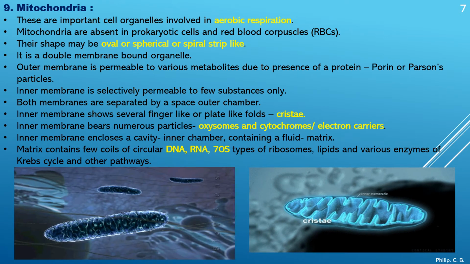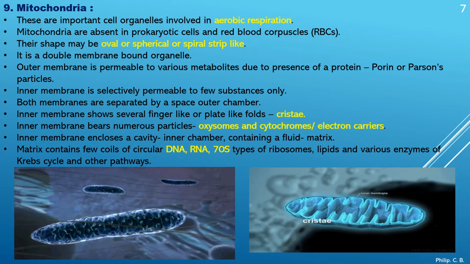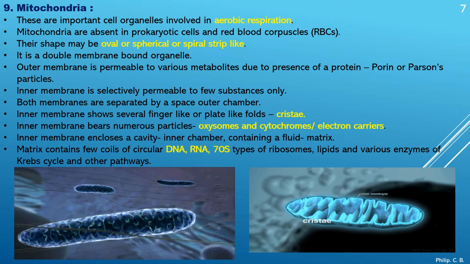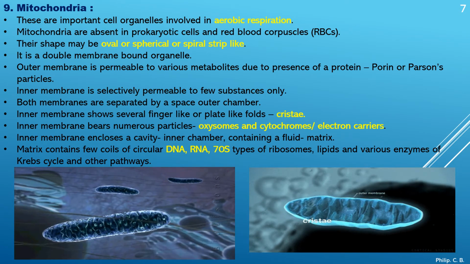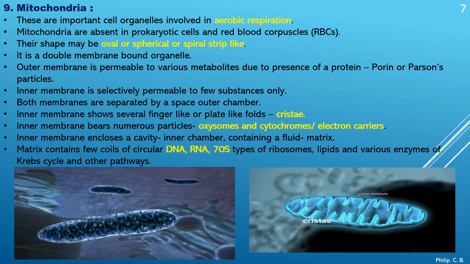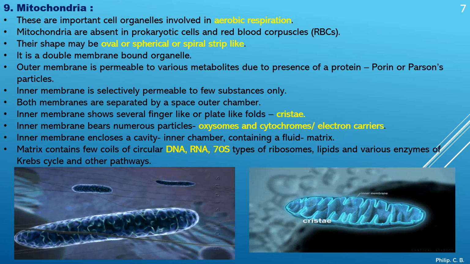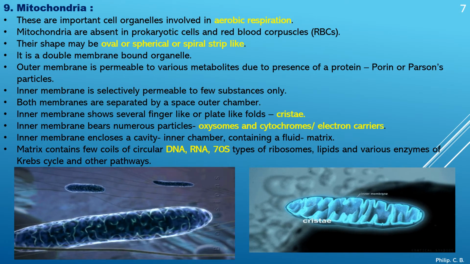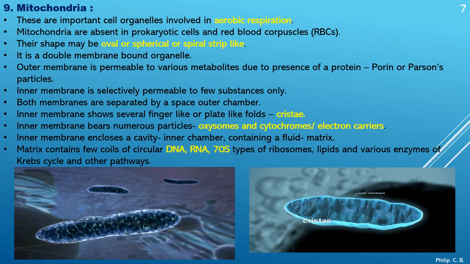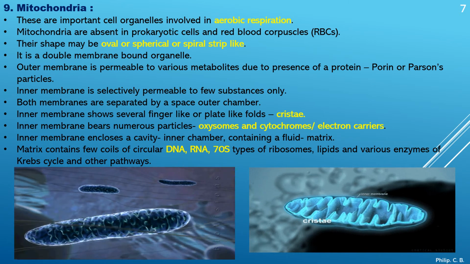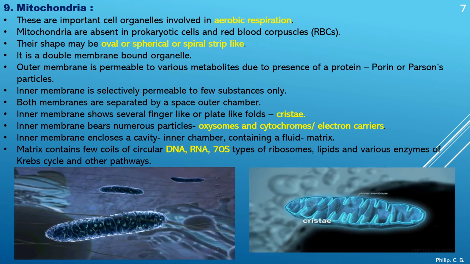These are important cell organelles involved in aerobic respiration. What does aerobic respiration mean? Respiration taking place in the presence of oxygen. Mitochondria are absent in prokaryotic cells and RBCs. As we learned about prokaryotic cells in the first part of the cell organelles, mitochondria is absent there but is present in eukaryotic cells. Their shape may be oval or spherical or spiral strip-like, which you can see presently.